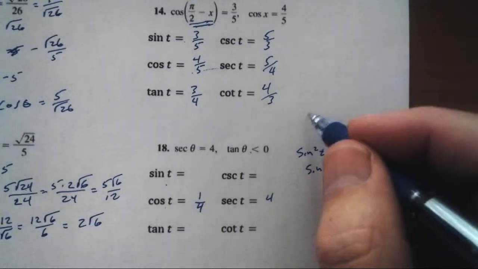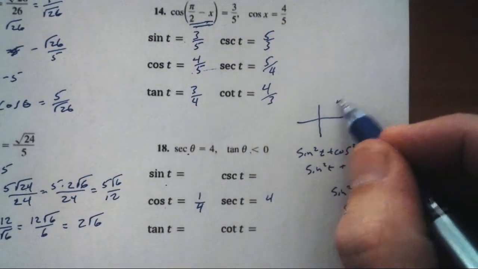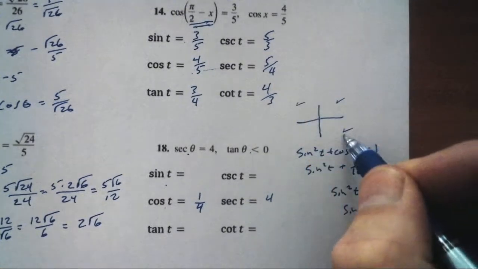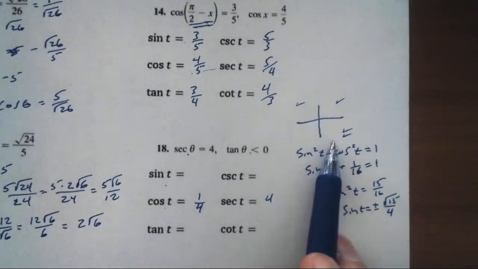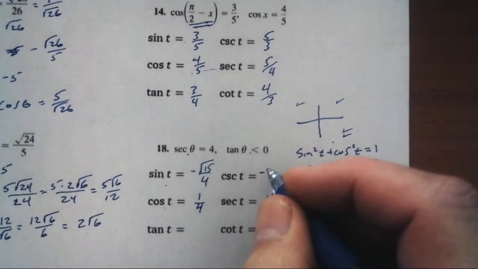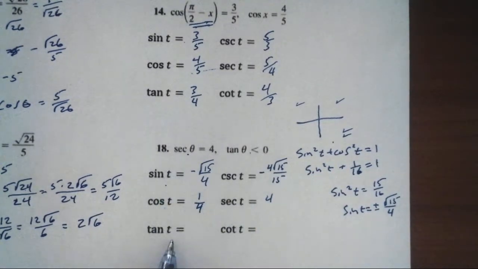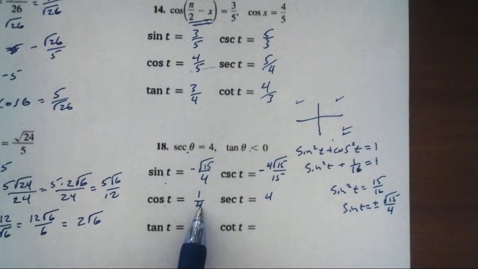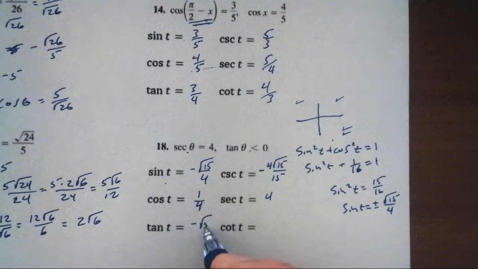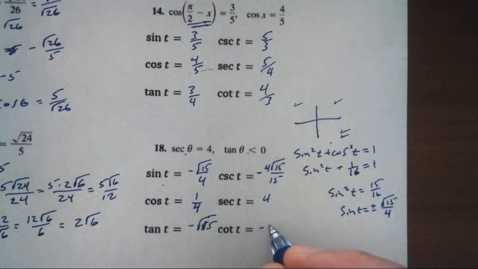They tell us tangent's negative, so let's consider where we would build the triangle. If secant is positive and tangent is negative, we must be in quadrant 4, and sine is negative here. So negative square root of 15 on 4, making cosecant negative 4 times square root of 15 on 15. And tangent's easy now. This on this, the 4's cancel, we get negative square root of 15. Cotangent wants to be 1 on negative square root of 15, or negative square root of 15 on 15.